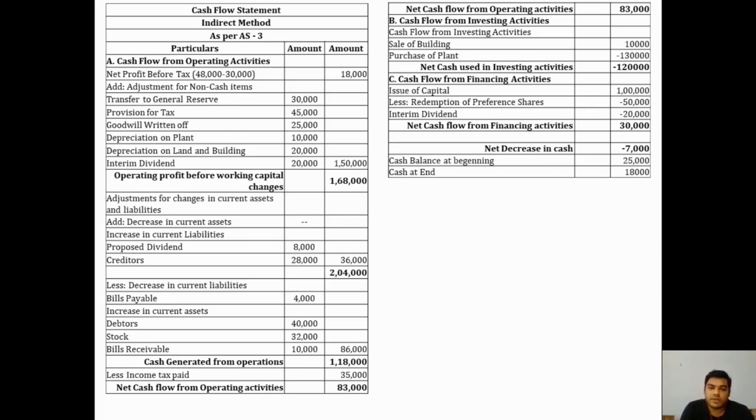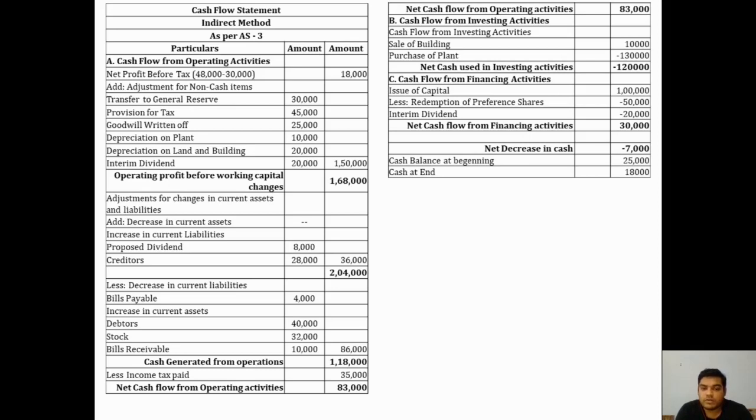From this 2,04,000, we have to subtract decrease in current liabilities and increase in current assets. We have only one current liability whose value has decreased, that is bills payable of 4,000. As well as for current assets, the ones whose values have increased are debtors, stock, and bills receivable.